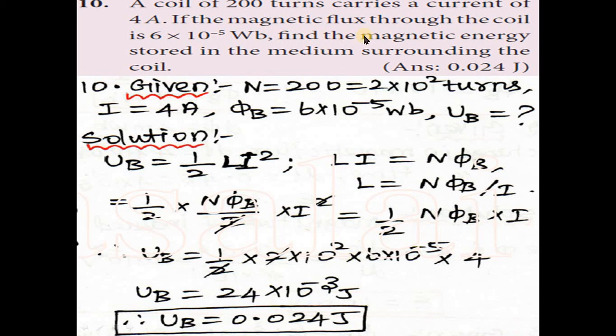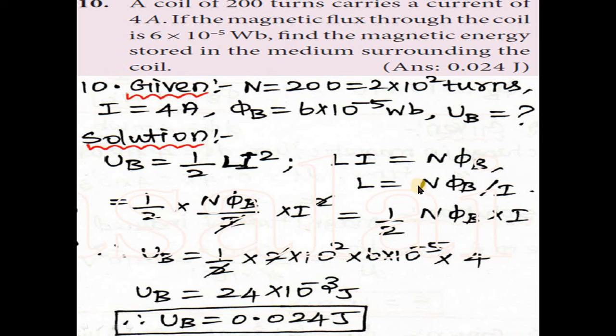The next problem, 10th problem: a coil of 200 turns carries a current of 4 ampere. If the magnetic flux through the coil is 6 into 10 power minus 5 Weber, find the magnetic energy stored in the medium surrounding the coil. Given data: N is equal to 200, which can be written as 2 into 10 power 2 turns. I is equal to 4 ampere. Flux phi B is equal to 6 into 10 power minus 5 Weber.